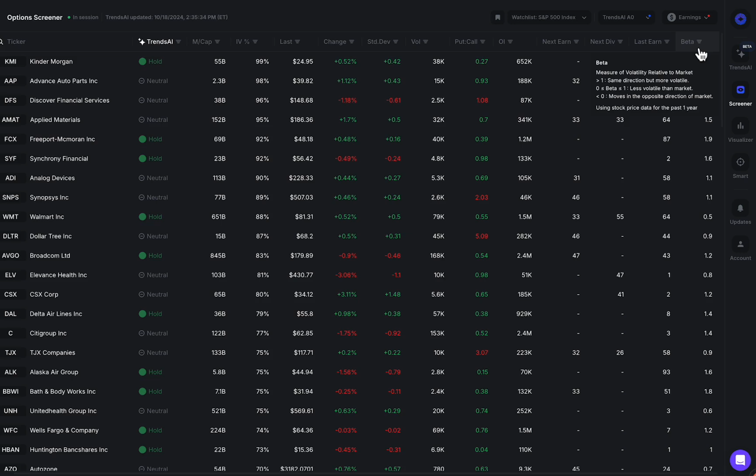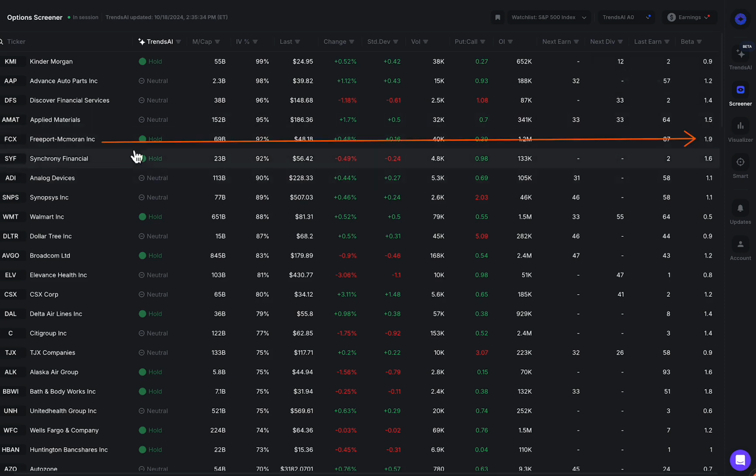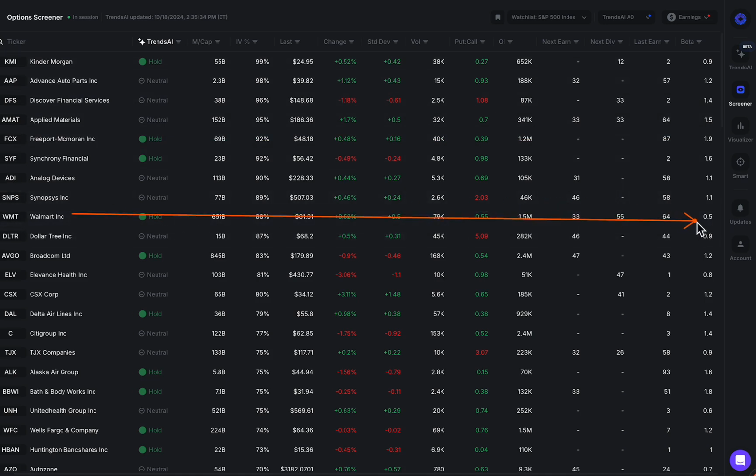So if we have a stock that is greater than 1, then we can imply that the stock is usually much, much more volatile than the overall market. If we look at FCX right here with a beta of 1.9, that's indicating that we have a higher volatility than normal. That's going to be almost nearly twice as volatile as the S&P 500, which has a beta of 1. If we take a stock with, let's say, a very low beta, let's say 0.5, which is Walmart right here. Walmart has a beta of 0.5. Therefore, we can conclude that Walmart is only half as volatile as the overall S&P 500.